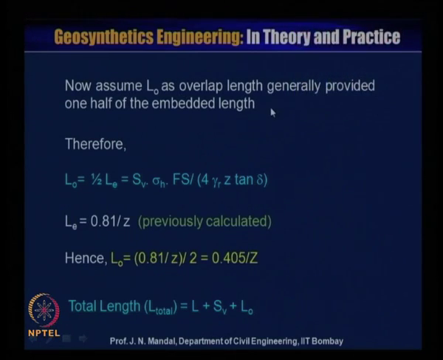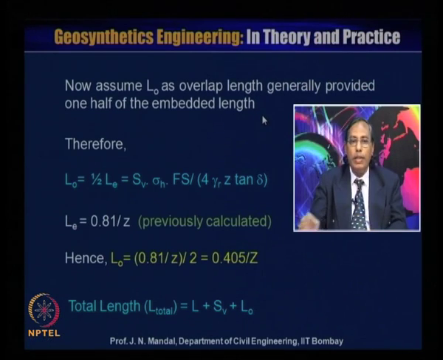Now assume that L0, the overlap length, is generally provided as 1/2 of the embedment length. Therefore, L0 is equal to half of LE, that is SB into sigma H into factor of safety divided by 4 gamma R Z into tan delta. So as you know, LE is equal to 0.81 by Z, which we previously calculated. So L0 will be half of this LE. So 0.81 by Z by 2, that means 0.405 divided by Z.